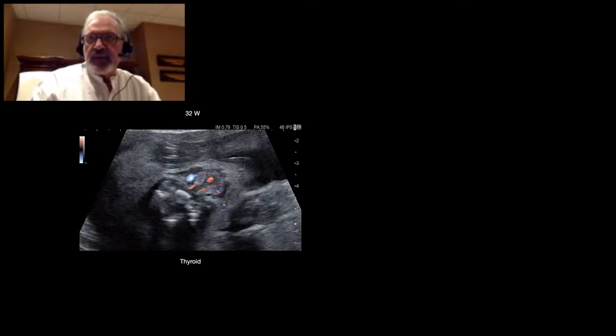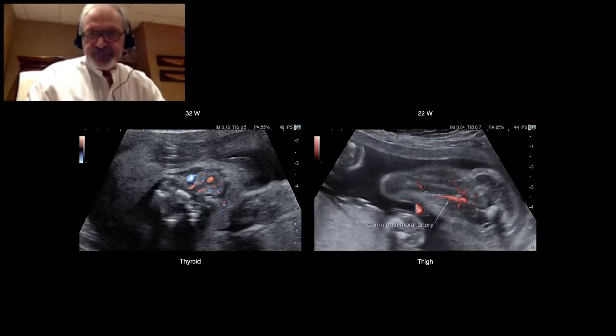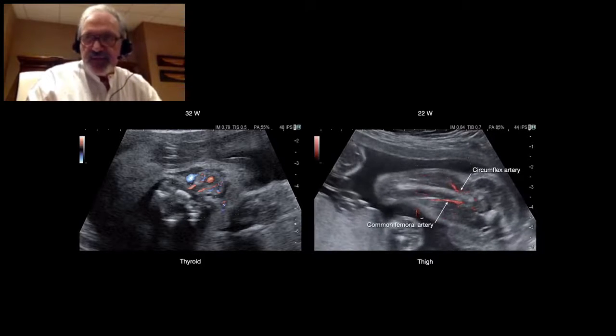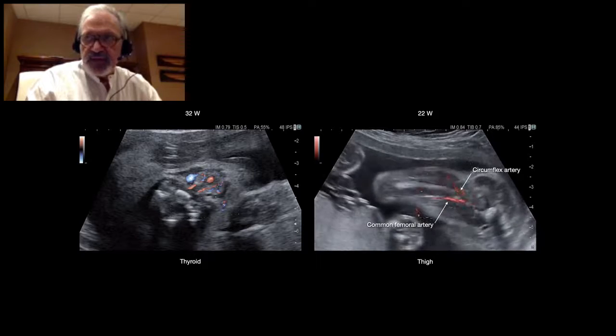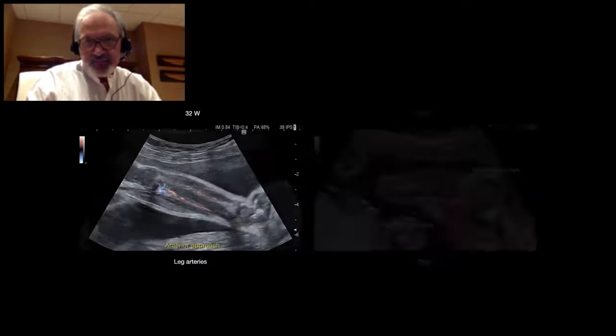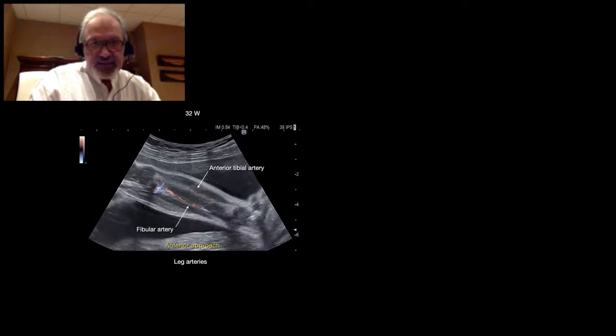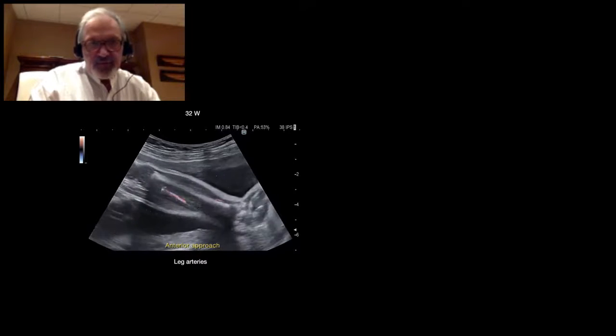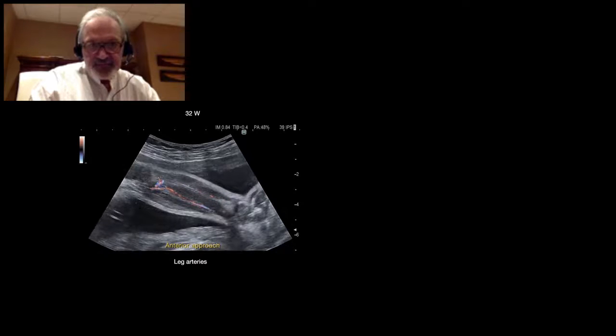Another example, at the side, we can recognize the common femoral artery and the circumflex artery, as well as the perforating arteries in the muscles. These are very, very small arteries. In the leg, we have anterior and fibular arteries. We can follow these vessels very easily in anterior approach.